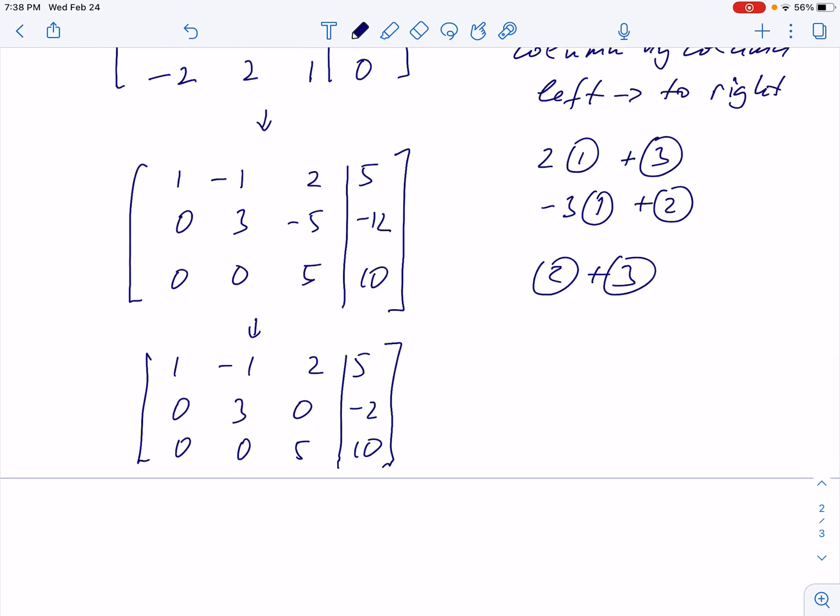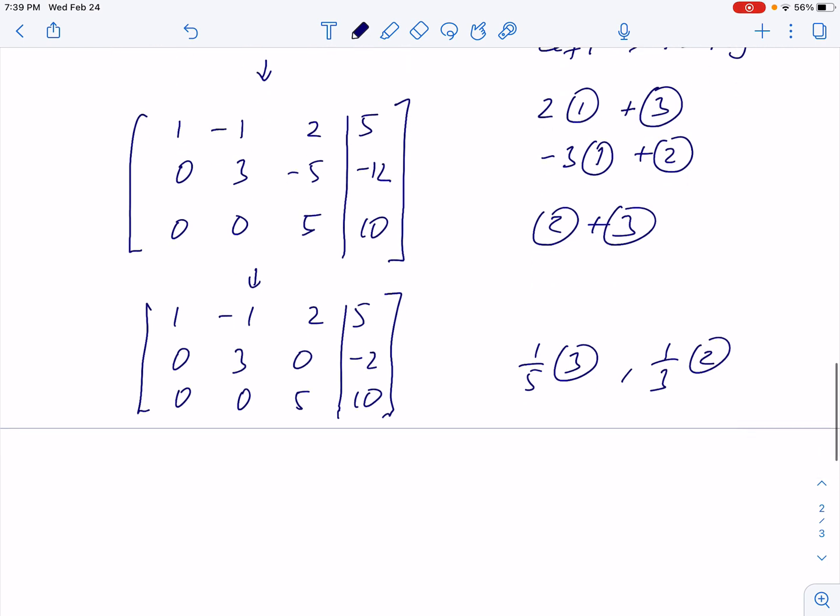And what next? Next, I can reduce the third equation by 5. So let's multiply the third line here by 1/5. And in the second, this 3 here can simply make it 1. Multiply the second row by 1/3, or divide by 3, which is the same. And the result.